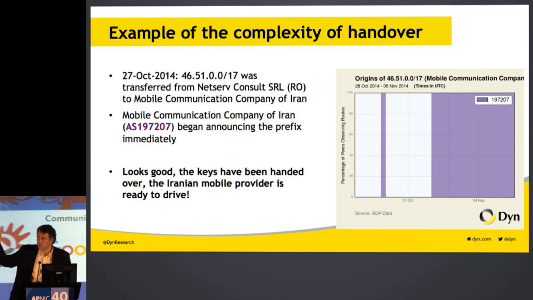You can see on the plot, this is the record of, we collect BGP route updates and synthesize them so that we have a picture of the evolution of the routing table going back to about 2002. And so at this moment in time, it hands over. The Iranian mobile provider is ready to go. They've got that space. It's ready to drive away. And they drive it away.